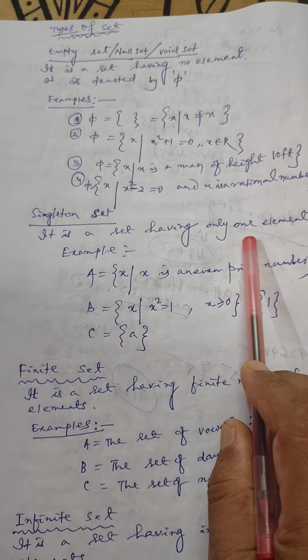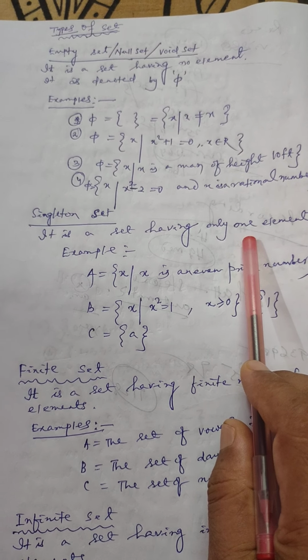Another kind of set is the singleton set. A singleton set is a set having only one element. For example, we consider the set of all x such that x is an even prime number. It has only one element, 2. Therefore, it is a singleton set.